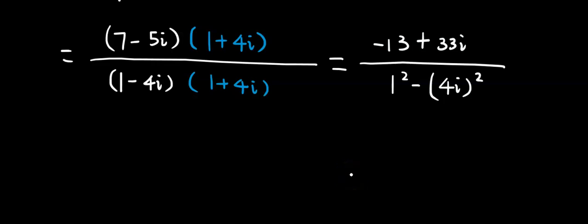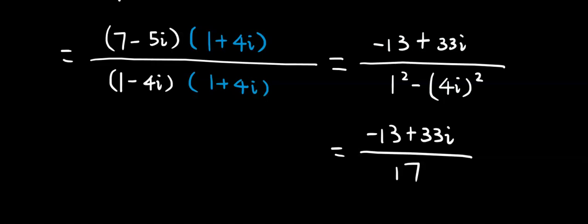Let us look at the denominator. 1 squared is 1. Minus 4 squared is 16i squared. Remember, i squared is negative 1, so it is actually plus 16. If it's a plus 16, it is actually 17. Then I'm going to go ahead and copy down the numerator we just found by multiplying. And we want to simplify because the last step, we want to write it down as a plus bi, the standard form.